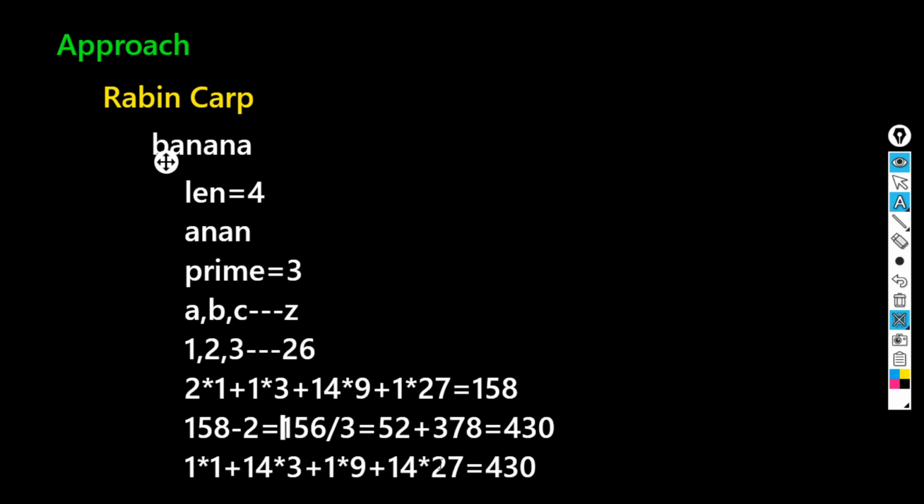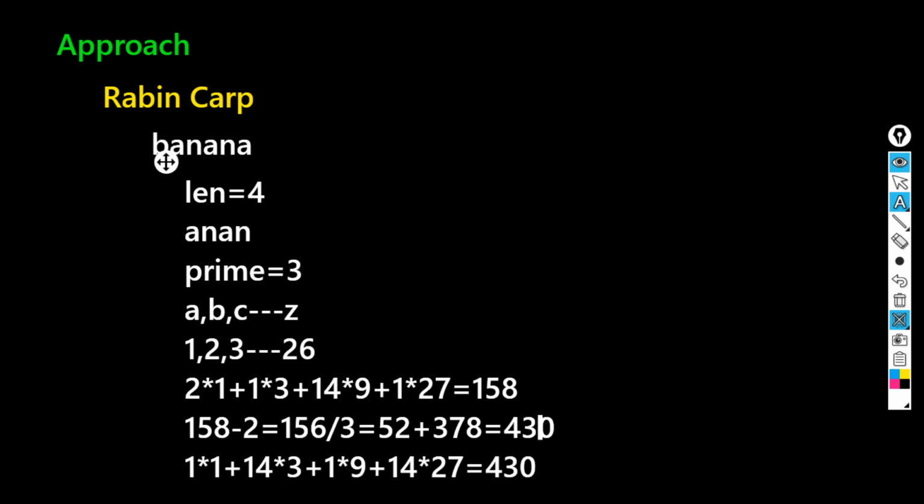So how will we find this 27? We all know that we will first calculate 14 multiplied by 3 to the power of something. So what will be 3 to the power? In this case it will be 3, the length of this substring minus 1. So it will come to 378. So for the sum it will be 430.